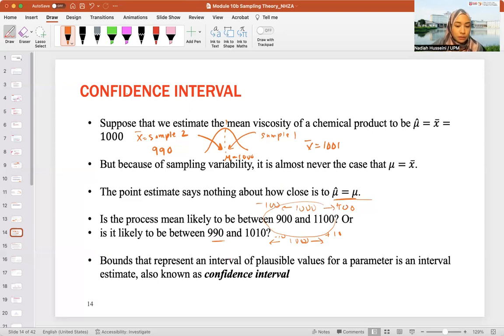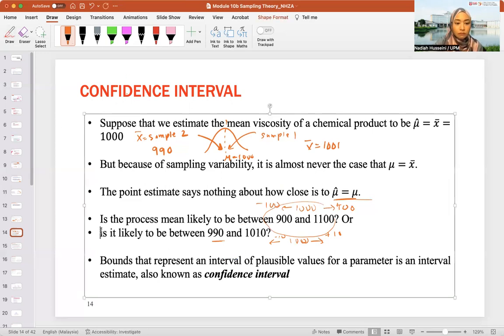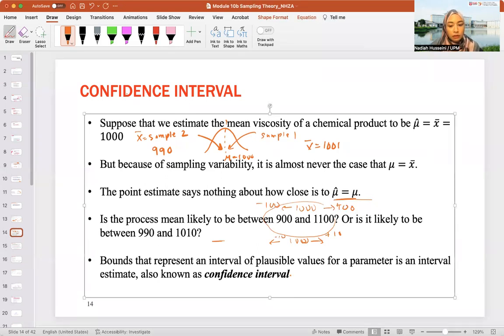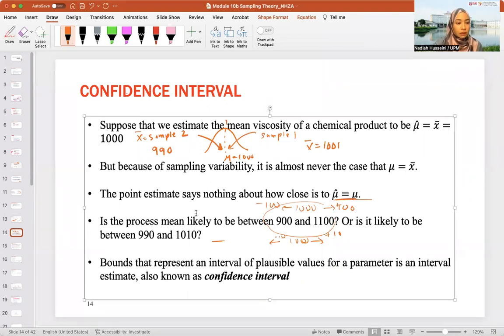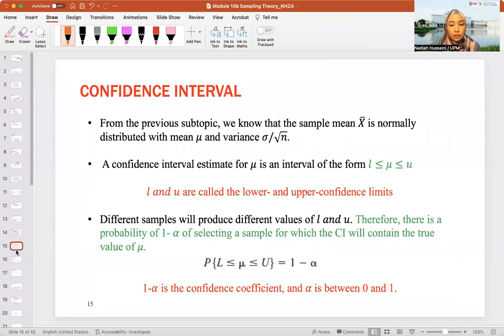Bounds that represent an interval of plausible values for a parameter, in an interval estimate, is known as a confidence interval. Okay, that's your introduction. Now we talk about, of course, the equations.